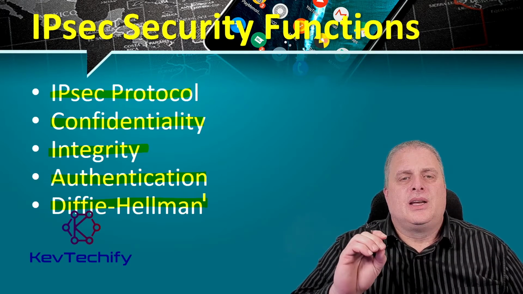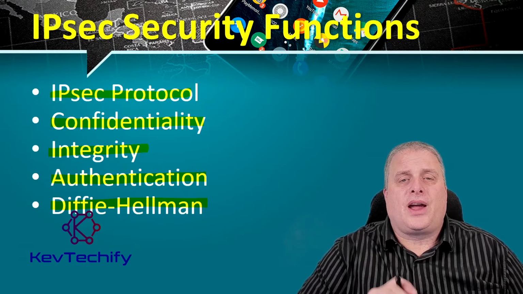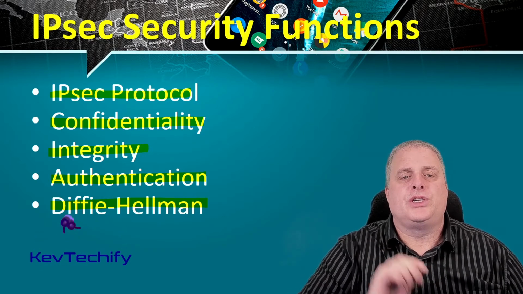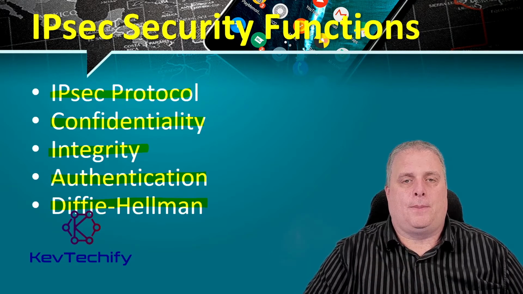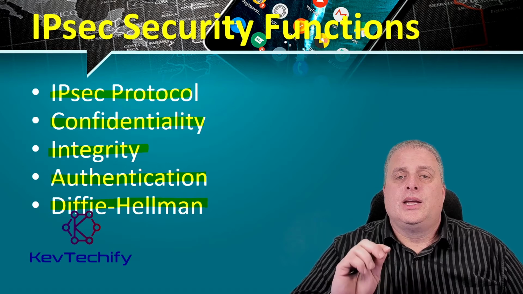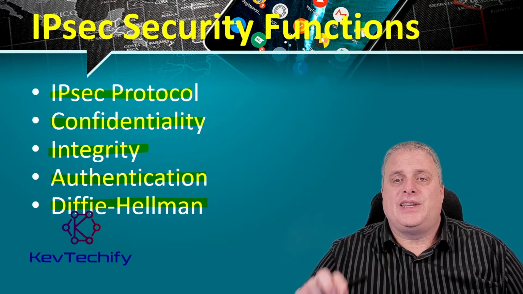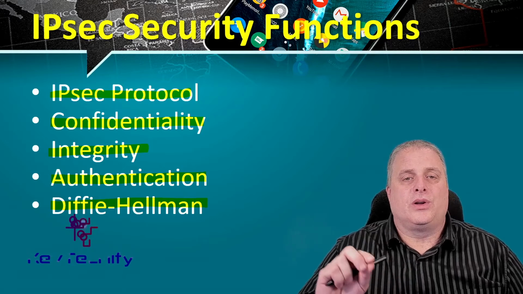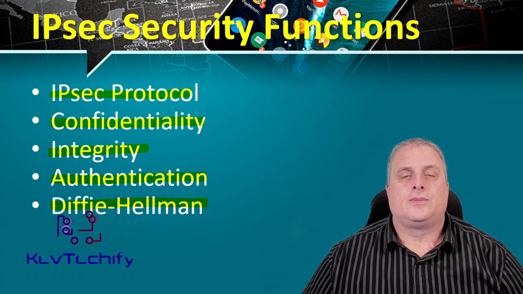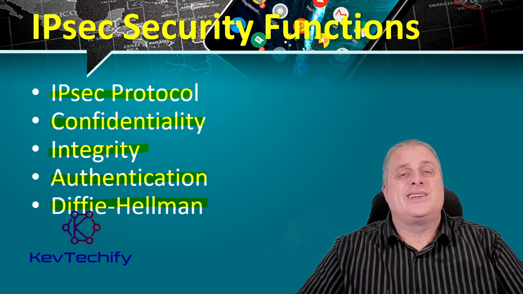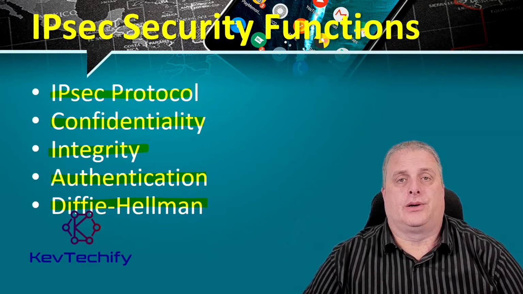IPsec uses the Diffie-Hellman algorithm to provide the public key exchange method for 2 peers to establish a shared secret key. There are several different groups to choose from, including DH 14, 15, 16, and Diffie-Hellman 19, 20, 21, and 24. Diffie-Hellman 1, 2, and 5 are no longer recommended because they are considered insecure.